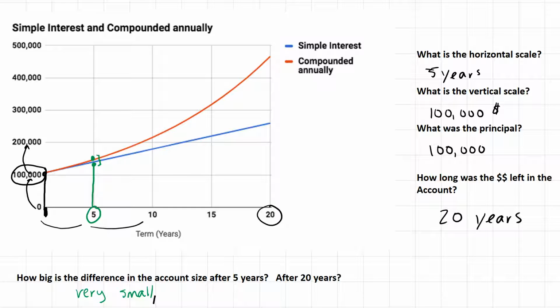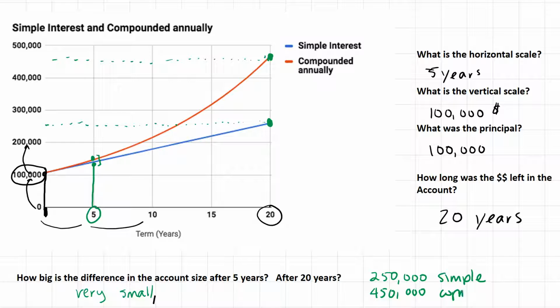Now after 20 years, let's take a look at the difference. The difference is here and here. If I read back on the simple interest, it looks like after 20 years, it's about $250,000 in the simple interest account. And in the compound interest account, it is looking about $450,000. Those are estimates.